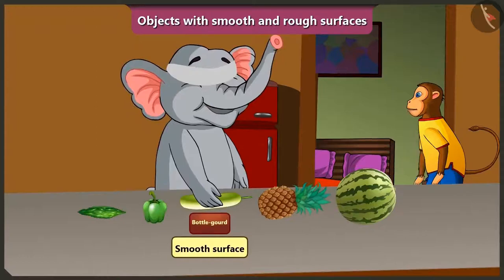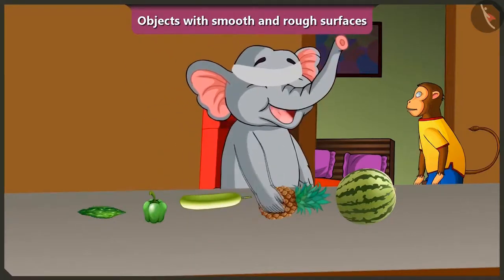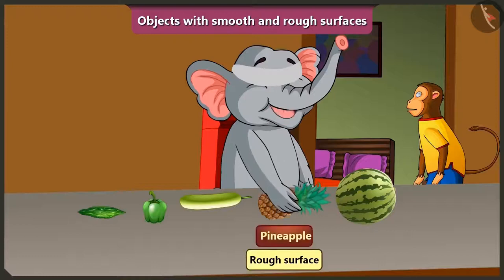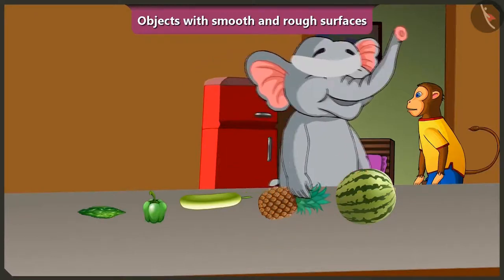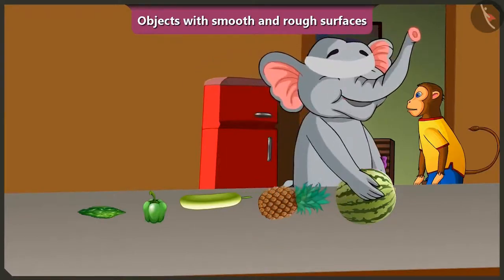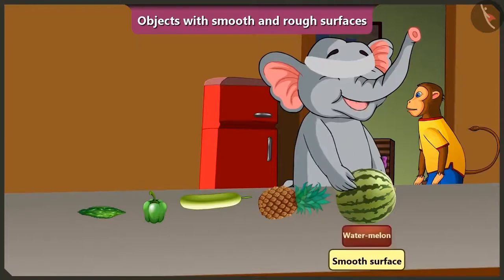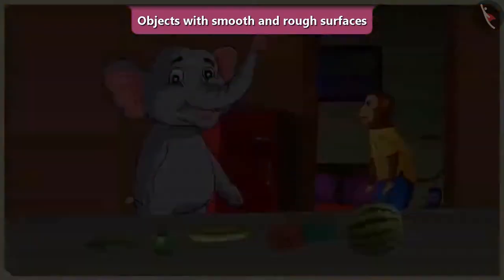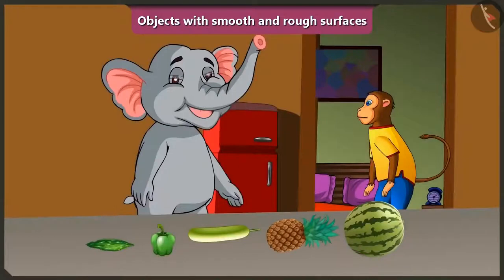Absolutely right, Appu. Come on. Now try and feel these fruits. Hey, my hand is not sliding easily on this surface. This is a pineapple with a rough surface. And my hand is sliding easily on this surface. So this is a watermelon with a smooth surface. Oh, wow, Appu. Well done.